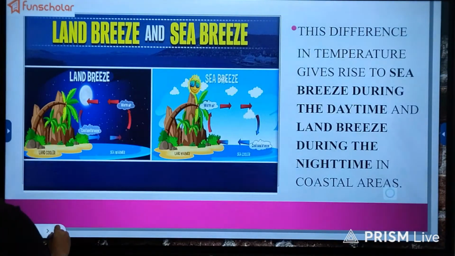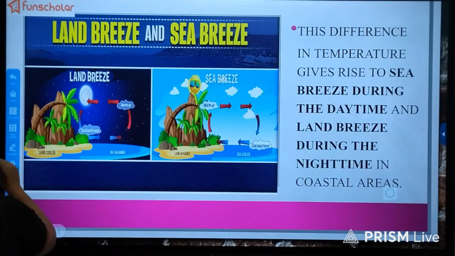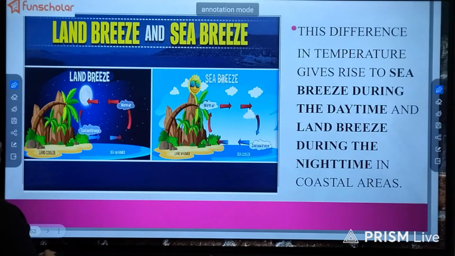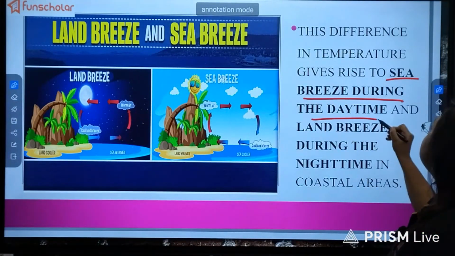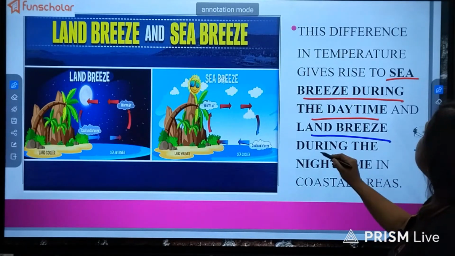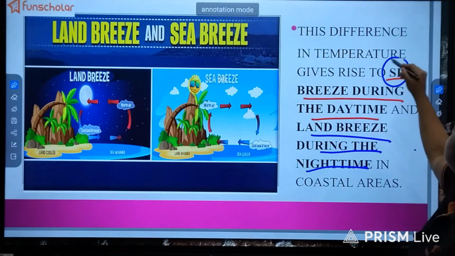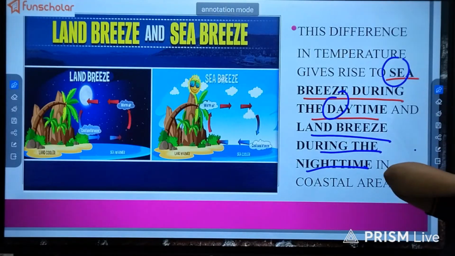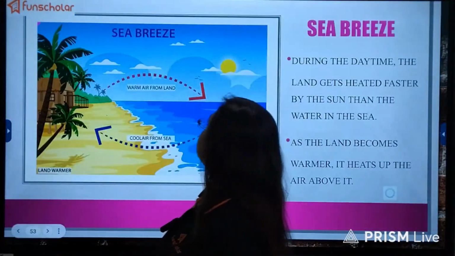This is a very important thing that you have to remember: which one is blowing at which time. The sea breeze is during the daytime, whereas the land breeze is during the night time. So land breeze is at night and sea breeze is in the daytime. So let's just start with our sea breeze.